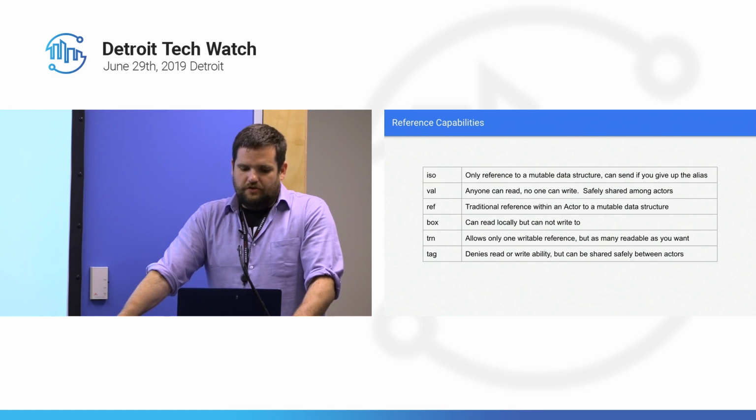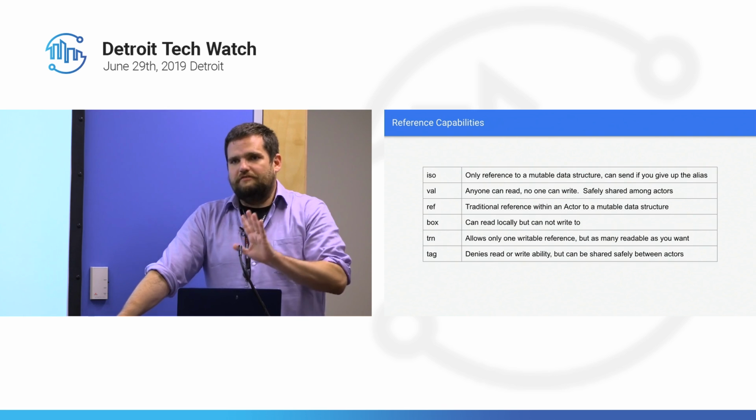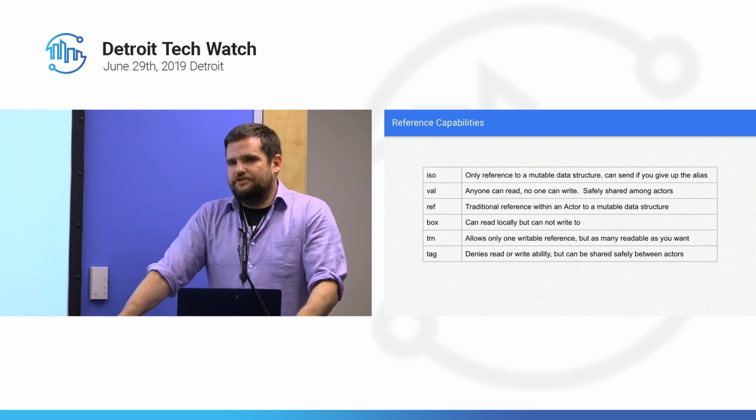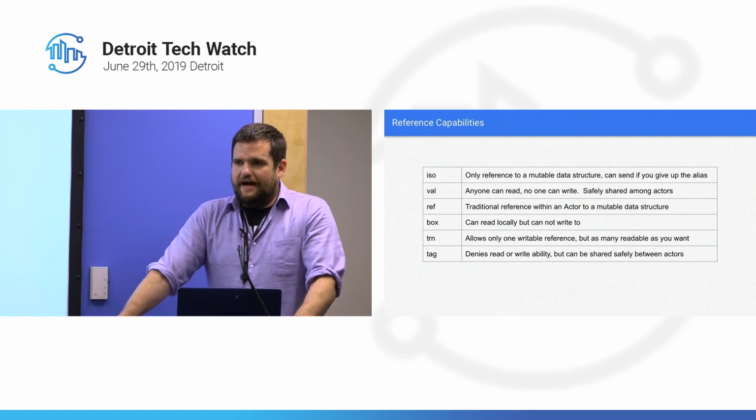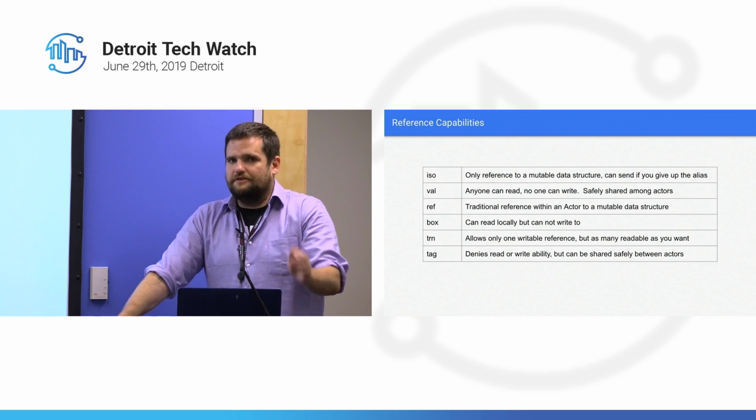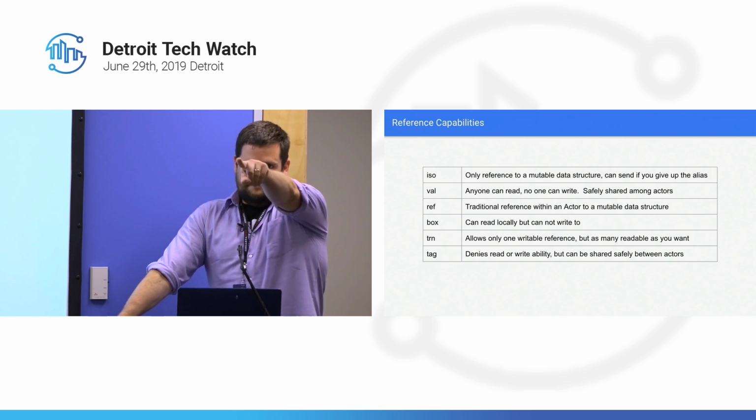So you can only have one writable reference, but you can have as many other people reading from it as you want, which, if you handle that within an actor, you're okay. And then tag, it denies everything, which seems stupid, like you don't need it at all because it doesn't matter, but it allows you to identify things as you send them between actors. So tag is simply, you're just tagging this with this.